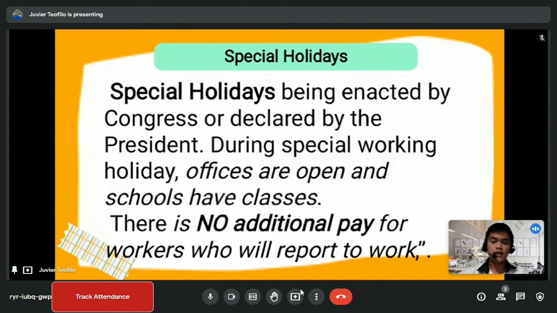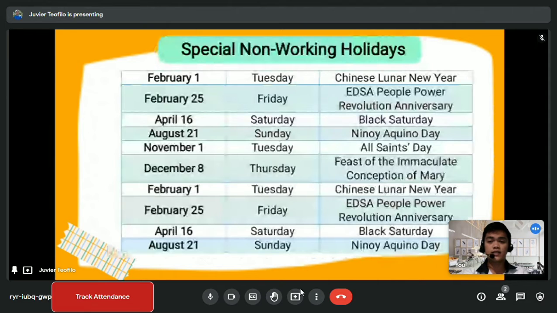So I have here the list of special non-working holidays. February 1, Tuesday, Chinese Lunar New Year. February 25, Friday, People Power Revolution Anniversary. Up to December 8, Thursday, Feast of the Immaculate Conception of Mary. This is the list of special non-working holidays.